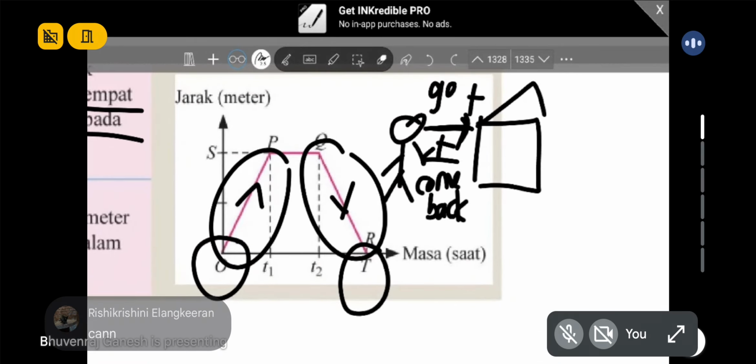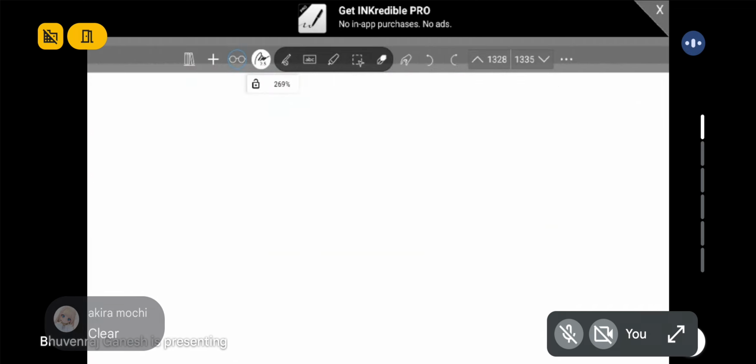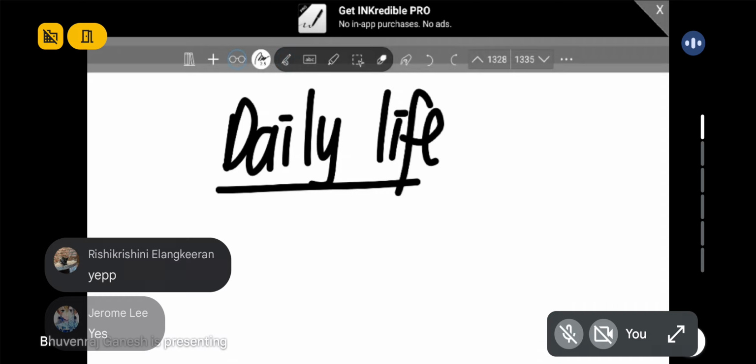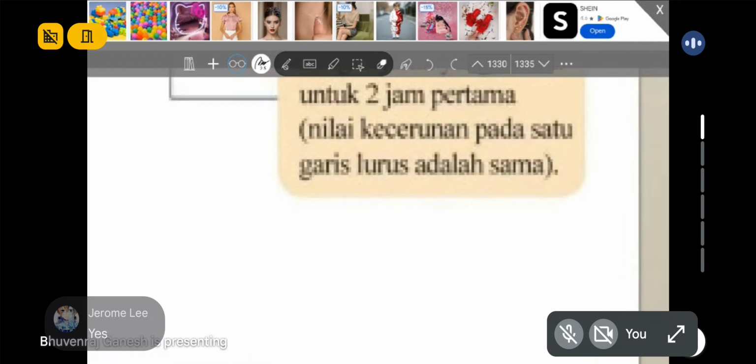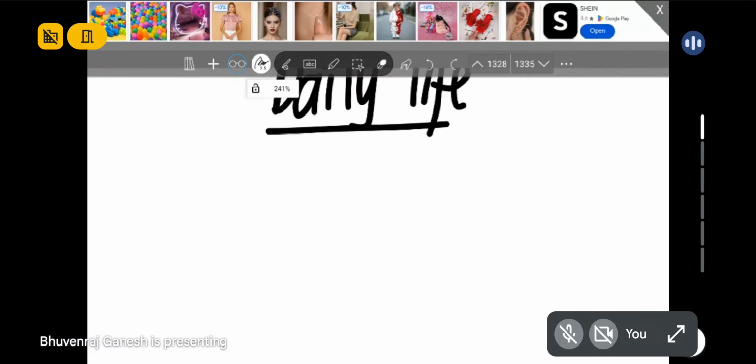Okay, I have another concept I want to tell you guys. Do you want to listen to this concept or not? A daily life example. I suddenly thought of a good idea to explain this speed. You know what topic I'm going to talk about. Maybe some don't know, but those who know will know.